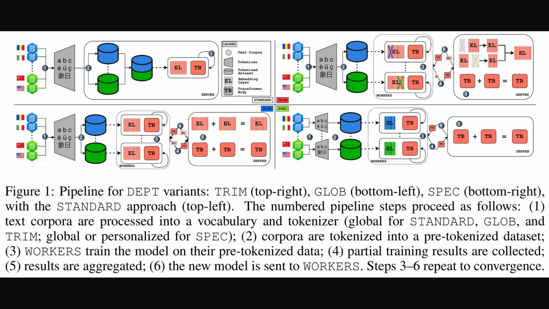Okay, so this first figure lays out the different training pipelines. On the top left, you see the standard approach, where everything's trained together. Then, it shows the 3 DEPT variants: trim, glob, and spec. The core difference is how they handle the embedding layer versus the main transformer body. See how in spec, the embeddings are fully separate for each data source, while only the transformer body updates are aggregated centrally? This visualizes that decoupling idea.